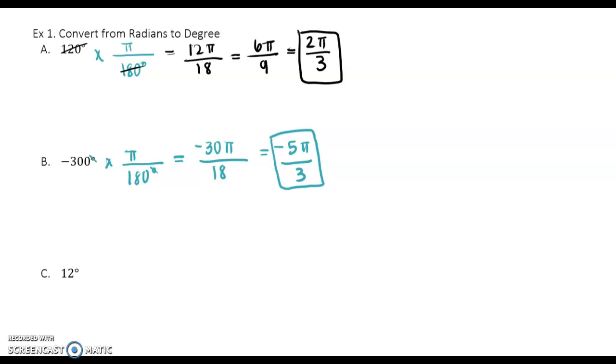Alright, and last, I'm going to multiply times pi over 180 degrees. So again, the degrees are going to cancel each other out. And then the 12 and the 180, I'm going to divide both of those by 6. So I'm going to get 2 pi over 30. Then I could actually divide it one more time by 2, giving 2 pi over 15... so 1 pi over 15. So that would be my answer.